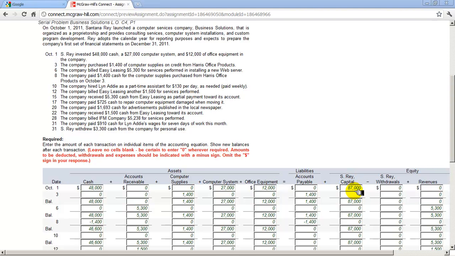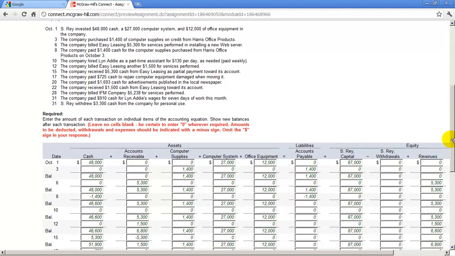Ray Capital. Next, on the third, the company purchased $1,400 of computer supplies on credit. So when you buy supplies on credit, you increase the asset account called supplies. You also increase the liability account called accounts payable. Notice everything else on that line is a zero.